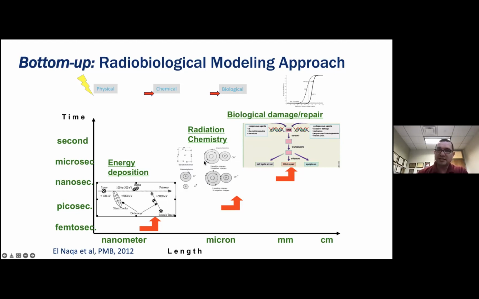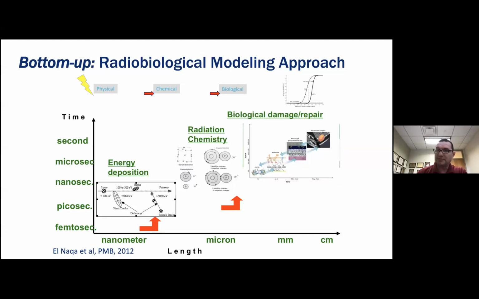Then there is a chemical stage where free radicals are generated due to these interactions, and these ions are responsible for the indirect effect primarily of radiation. Then there is the biological phase, which is the most complex phase that involves DNA damage and repair mechanisms. This can happen at the molecular level, cellular level, or tissue and organ level. And of course, as we know, tumors are not homogeneous, but heterogeneous. So there are many factors that could be involved in developing such a technique.